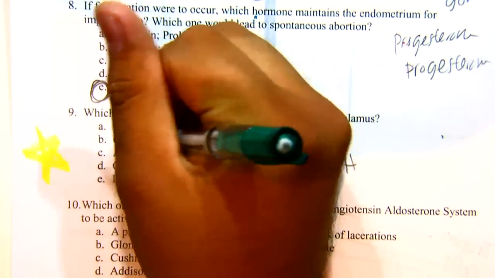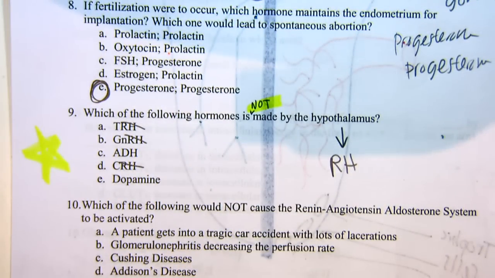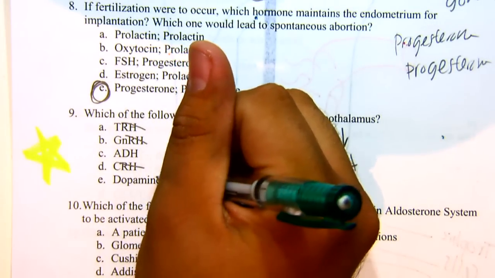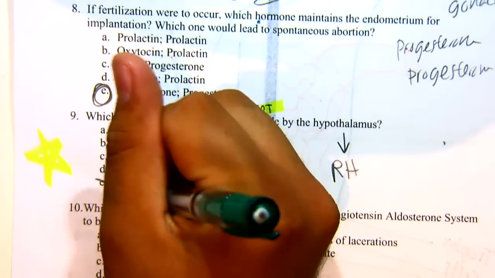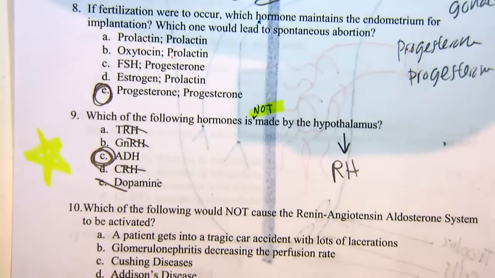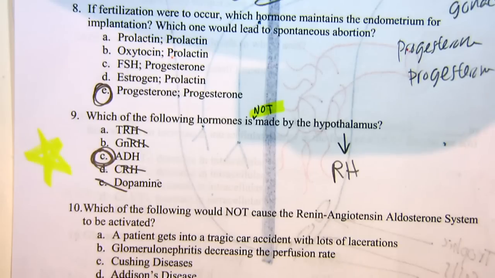Releasing hormone, releasing hormone, releasing hormone. This was a trick. Hypothalamus does secrete dopamine. So that was also wrong. So the answer for that one was C. And it's okay if you didn't know dopamine was secreted by the hypothalamus, but you should know that ADH gets secreted by the posterior lobe of the pituitary gland.